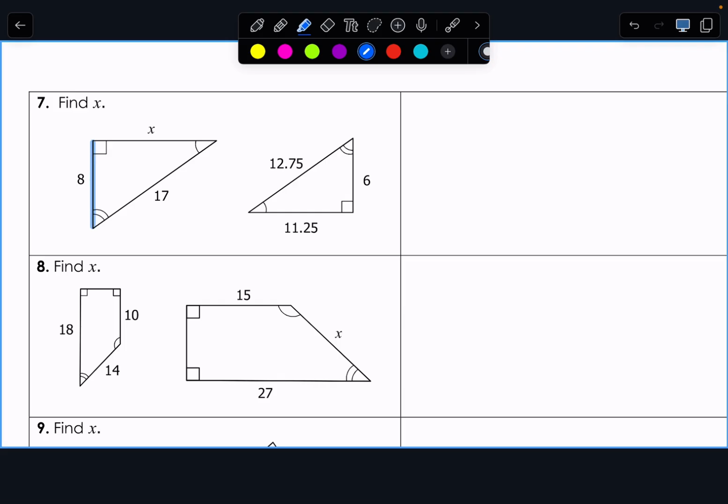What side matches with side 8? Ah, 8 and 6 match up. So I'm going to make 8 over 6. Okay? So now I'm going to highlight X. Which side matches with X?